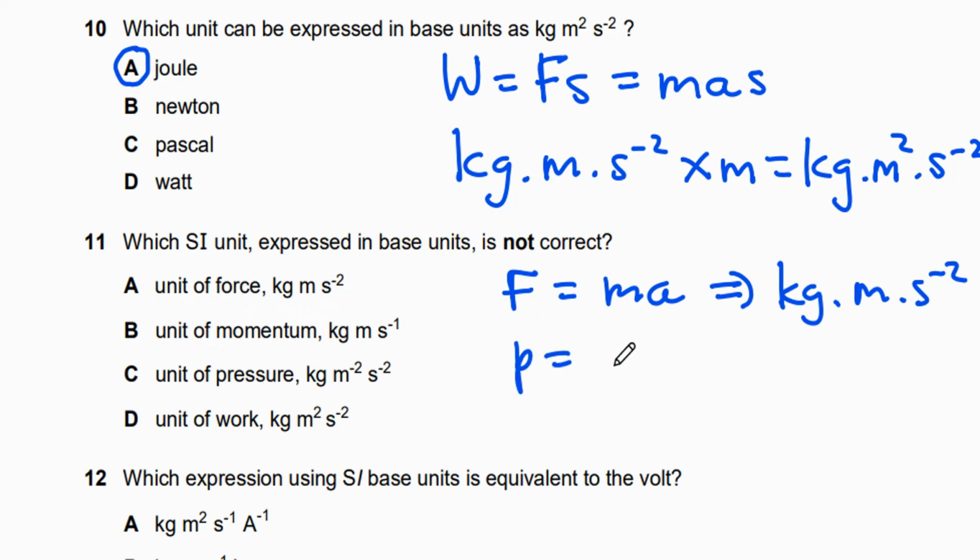Then B, the unit of momentum. We know momentum p is mass times velocity. And expressed in SI base units, mass is in kilograms and velocity is in meters per second. So B is also correct. Let's look at C.